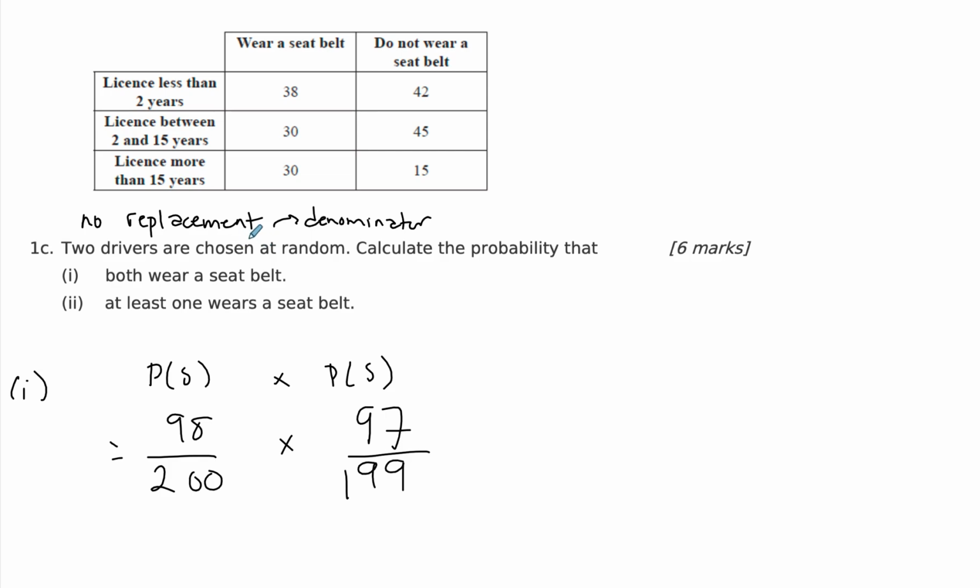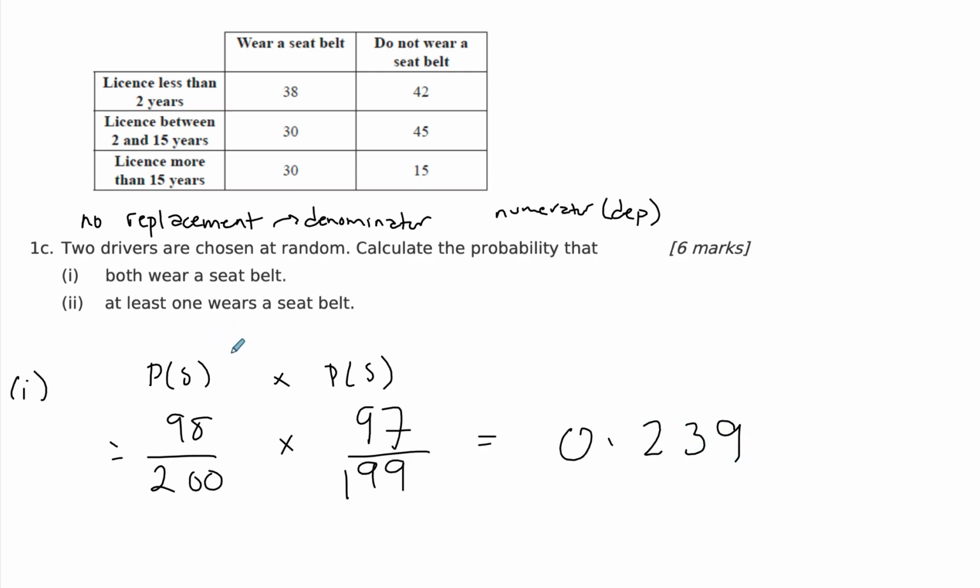So this is where you have to be careful with no replacement. The denominator is going to change, and then the numerator depends on whether you need it again. So this is the probability of picking a seatbelt and then the probability of picking the other one. And it's one less for the numerator and denominator. And you can simplify the answer. So we have 97 over 199. So we have it as a decimal, 0.239.